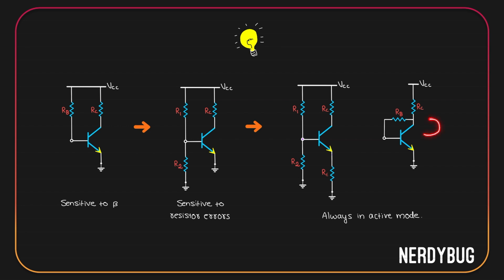After that, we learned self-bias. Here also the transistor will stay in active mode forever. And in the last problem, we saw that we can even add emitter degeneration in the self-bias and make the bias more stable. So that's all about it for today.